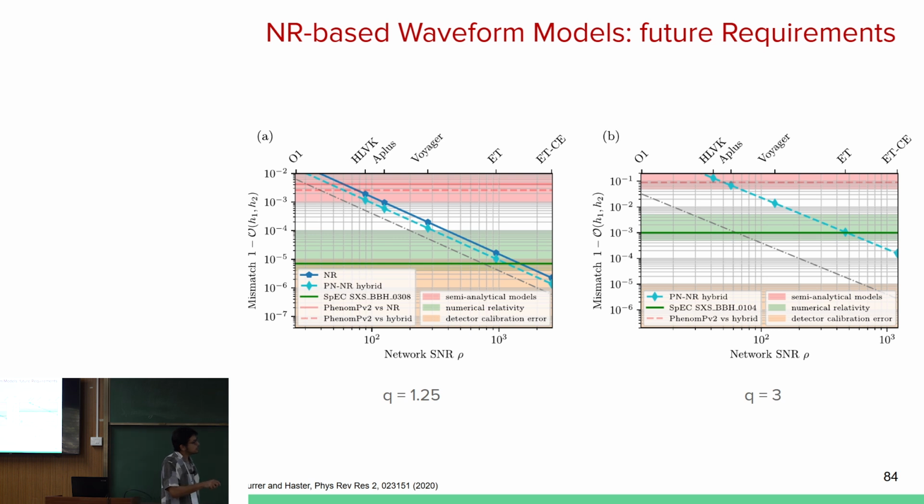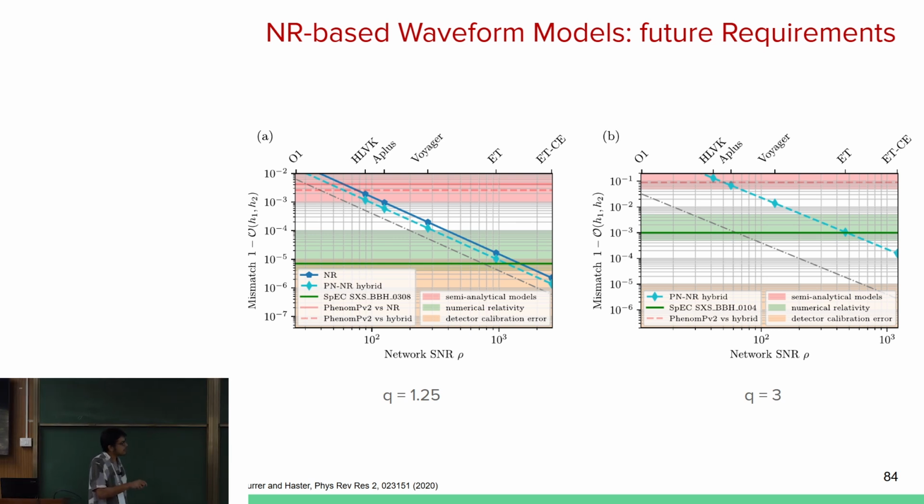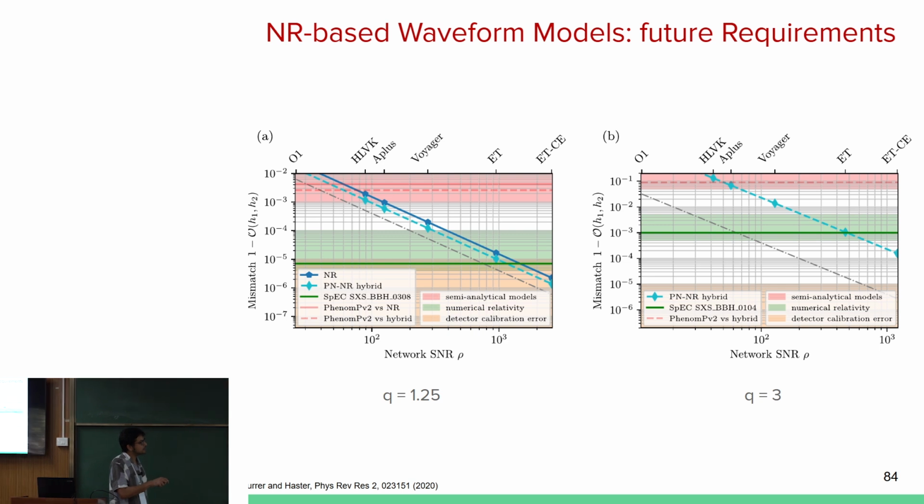The important thing to note are the pink bands. That is approximately the accuracy of current waveform models that we have. The green band here is approximately the accuracy of current NR simulations, right? Not all simulations are equal in accuracy. Some are less accurate, some are more accurate. And the brown band here shows the fundamental detector data calibration errors. So fundamentally, how well do we know the data itself coming out of the instruments?